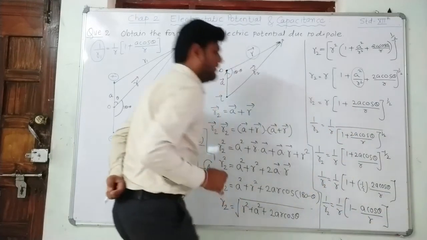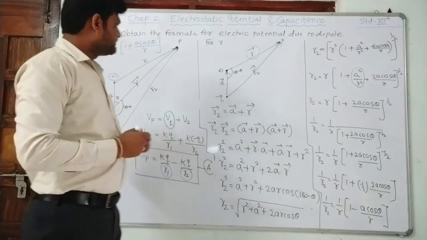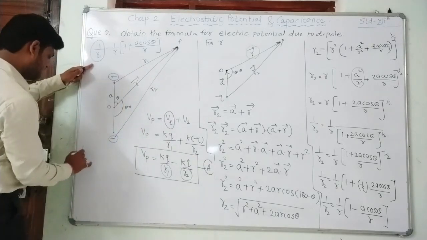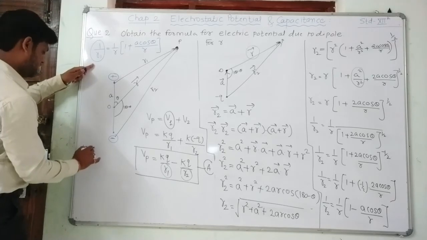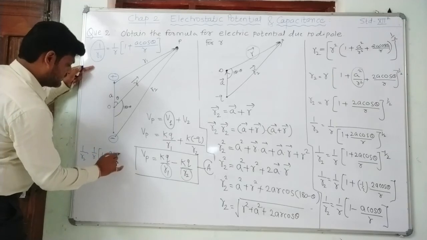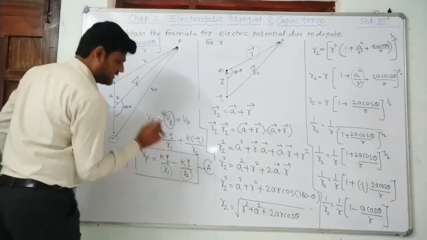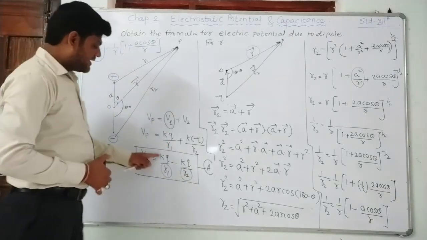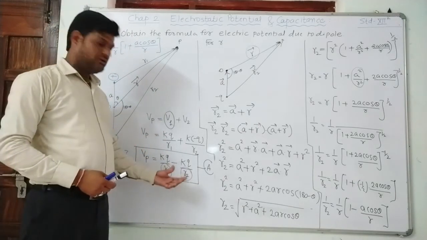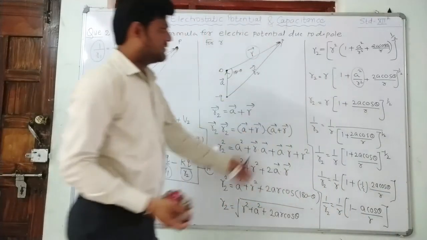This is the value of 1 by r2. So we will write again the value of 1 by r2 over here: 1 by r2 equal to 1 by r, 1 minus a cos theta divided by r. Now we got the value of 1 by r1 and we got the value of 1 by r2. Now we will put 1 by r1 and 1 by r2 in this equation and we will get the final equation. So just take a note.